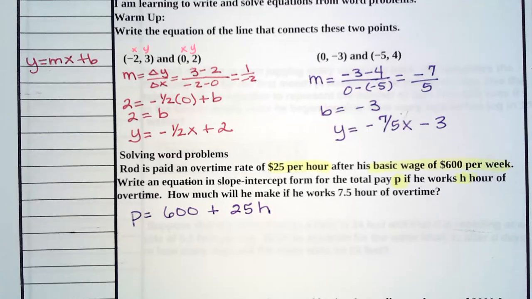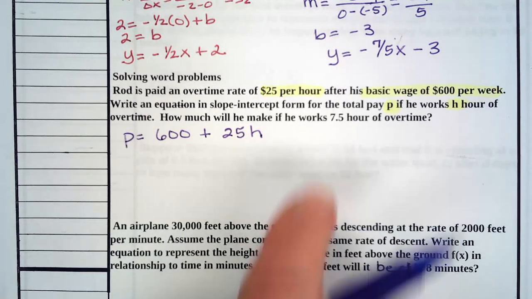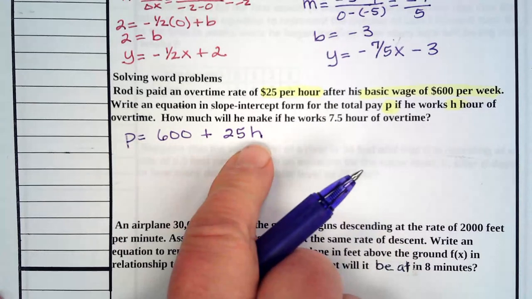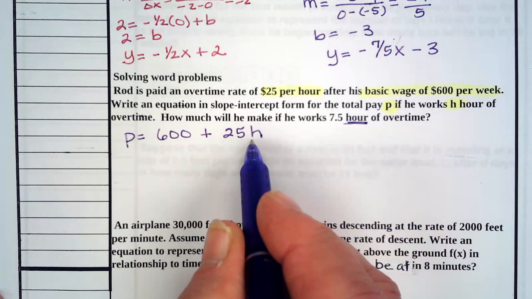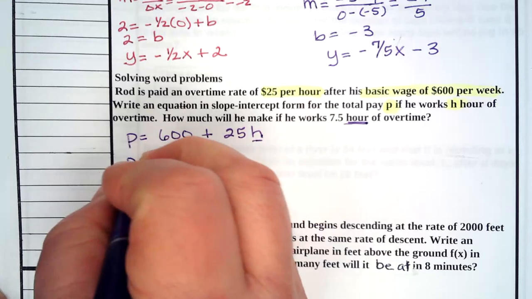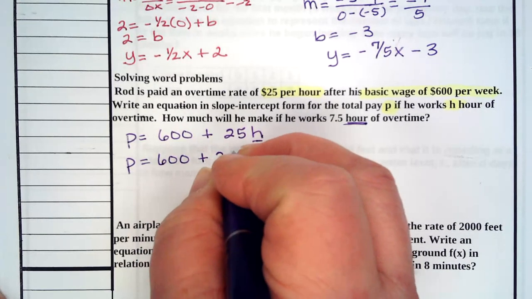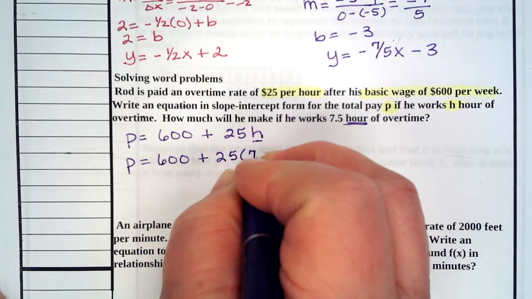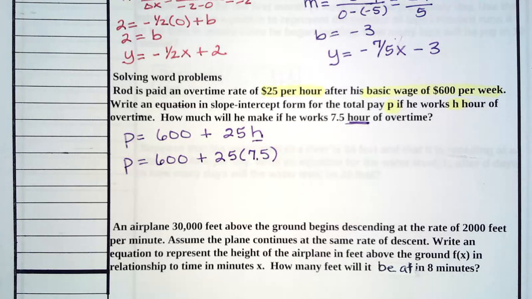Okay, now how much will he make if he works 7.5 hours of overtime? Does this go into the P or the H? It says hour. That means it will go into where we've got our H value. So P is equal to 600 plus 25 times 7.5. Okay, take a minute, pause the video, and put it into a calculator. What do you get?